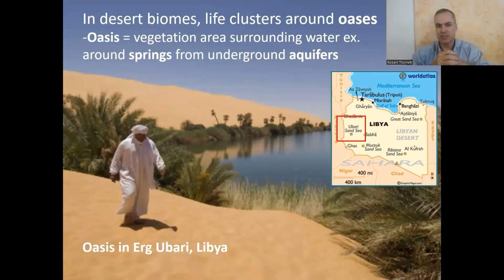So back to the vegetation. In a desert, the life clusters around oases. An oasis is actually vegetation that surrounds the water. It's the vegetation that surrounds the water that's the oasis. The water is usually like a spring, for example, coming from an underground aquifer.